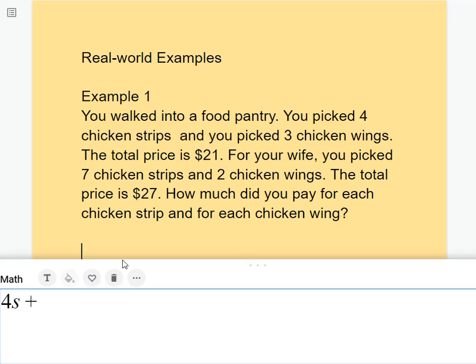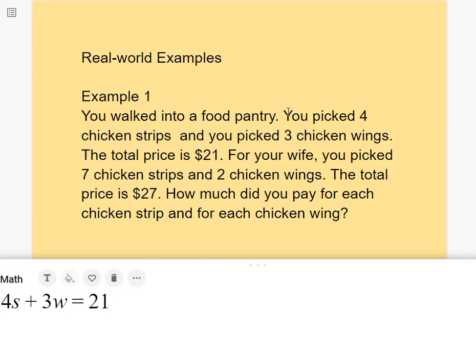Plus 3W for you, and you paid $21, right? We just remove the dollar. Eventually we'll put it back.